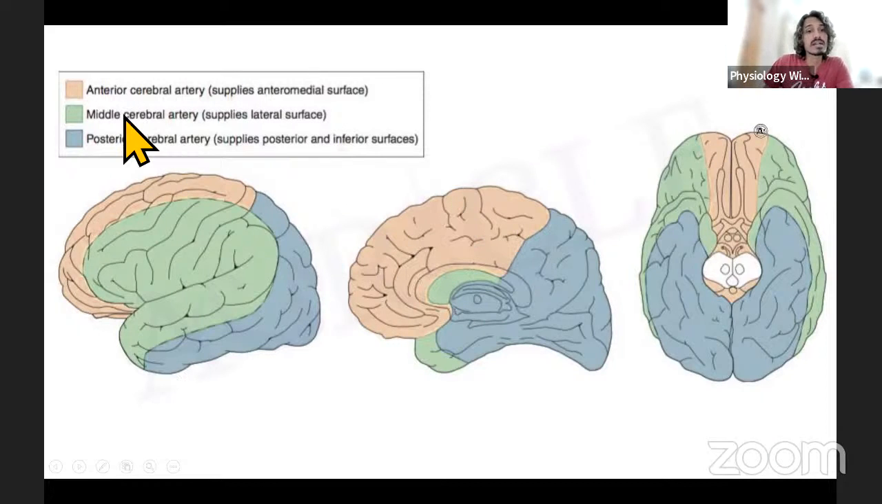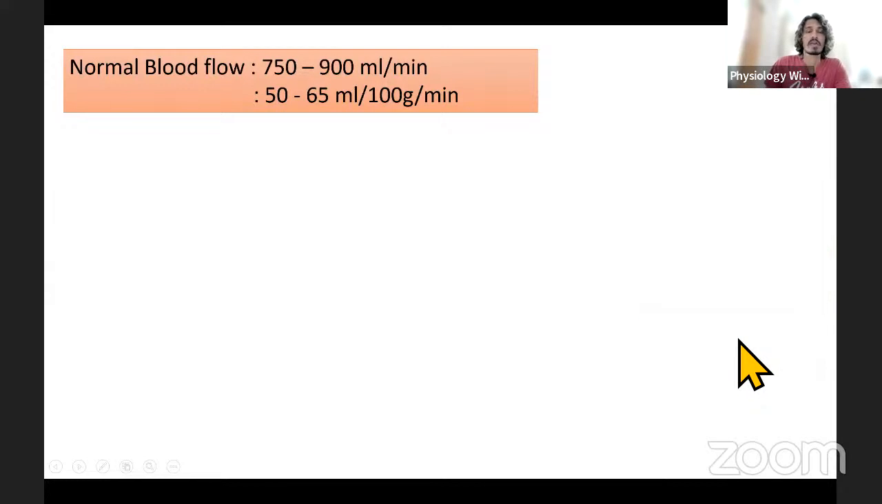Okay, the middle cerebral artery is mainly for the lateral parts. And the posterior part, as you can see down and over here, is given by the posterior cerebral artery. So posterior as well as this inferior part that you see over here. Okay, so peculiarities about your cerebral circulation.